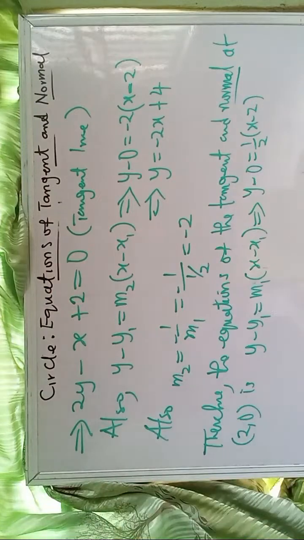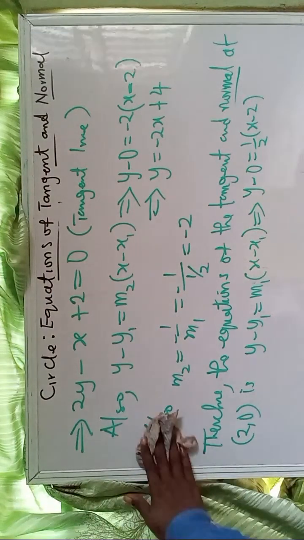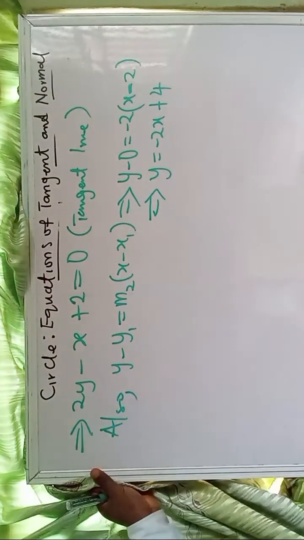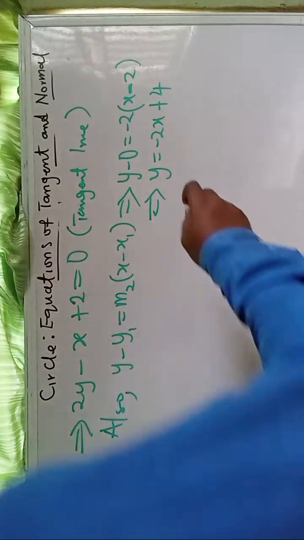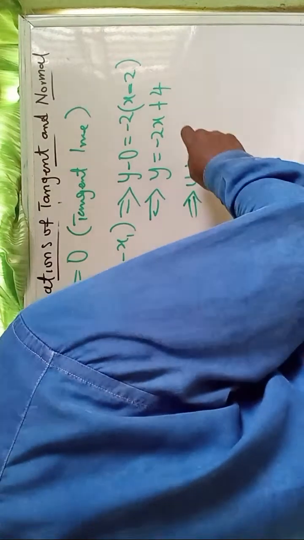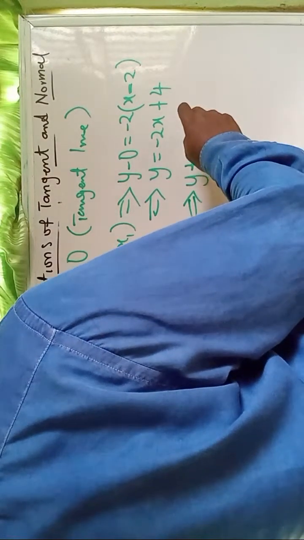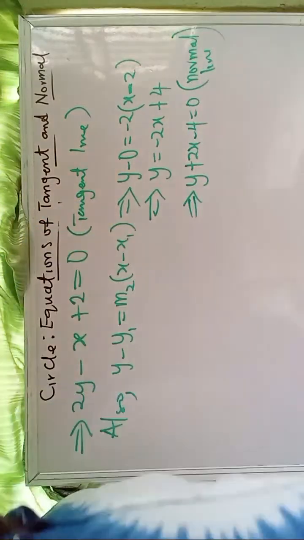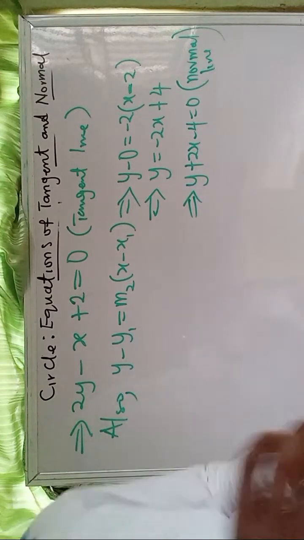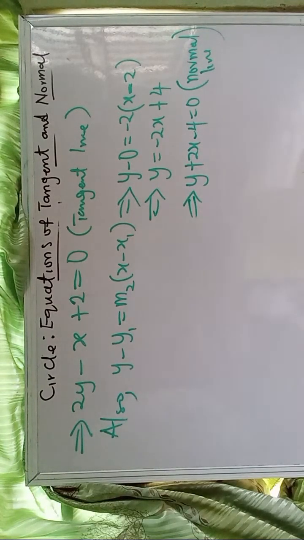Or you write this as this. Or we say this is this. So this is the equation of the normal line. Okay, and that is that.